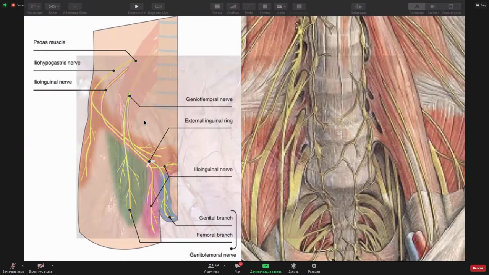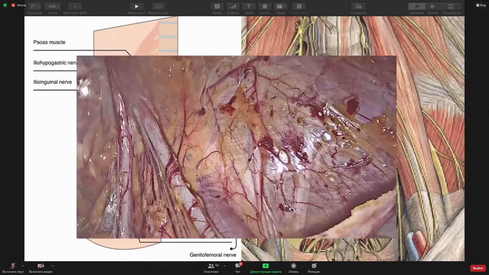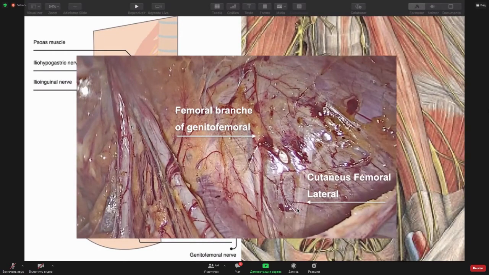Let me show you one, the lateral femoral cutaneous nerve, in this place. Sometimes we can see this nerve more lateral, but this one is most important, the femoral branch of the genitofemoral nerve, because we always dissect this area to cover with the mesh here. So it is important to see this anatomy.